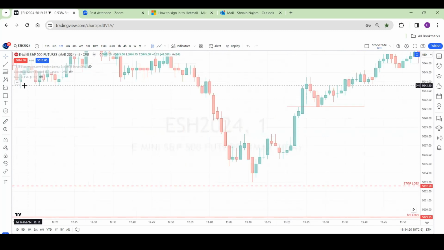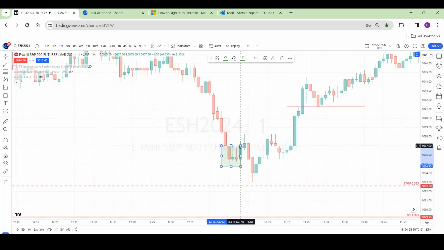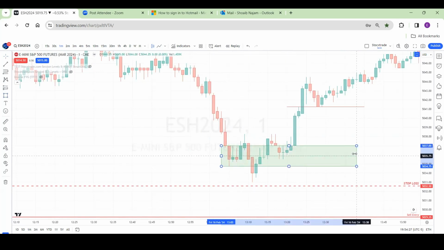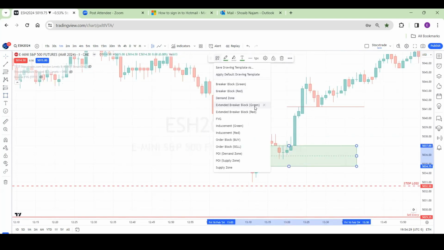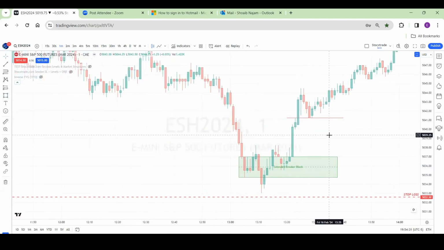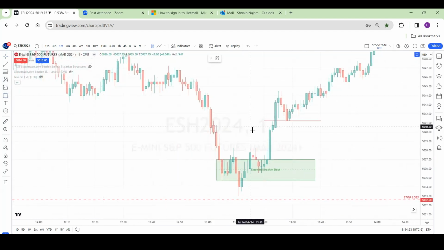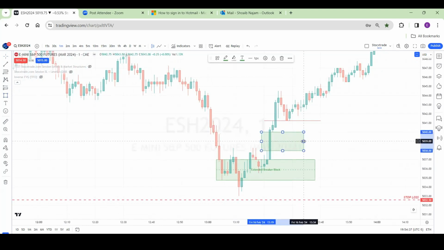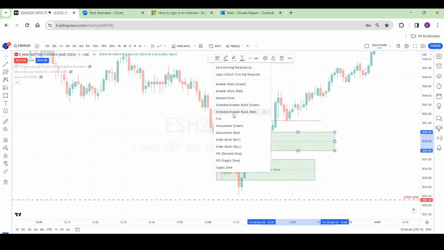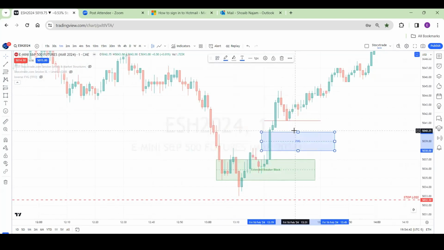Then there are two things. You can mark the extended breaker block. Before that, this was the last candle, so I can mark this one as the extended breaker block. Or there is another thing. If you see, this was a really good area to buy because there was a fair value gap here, but the market came back again.